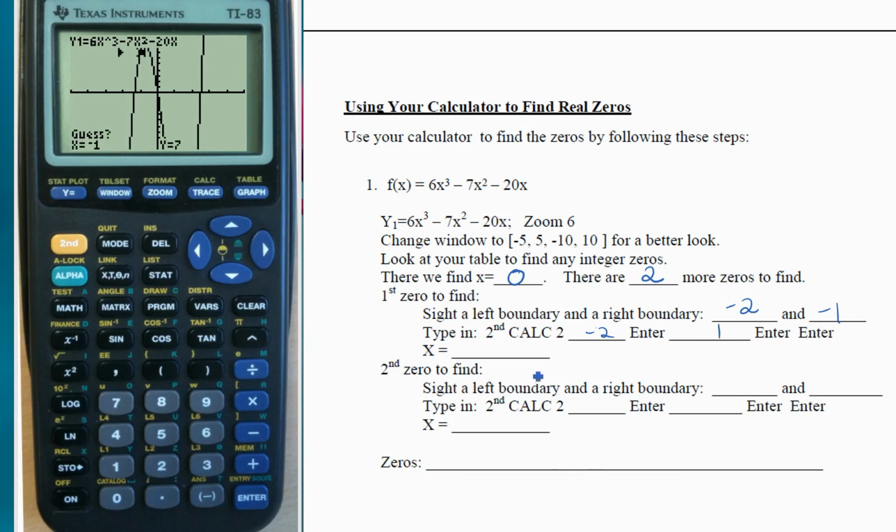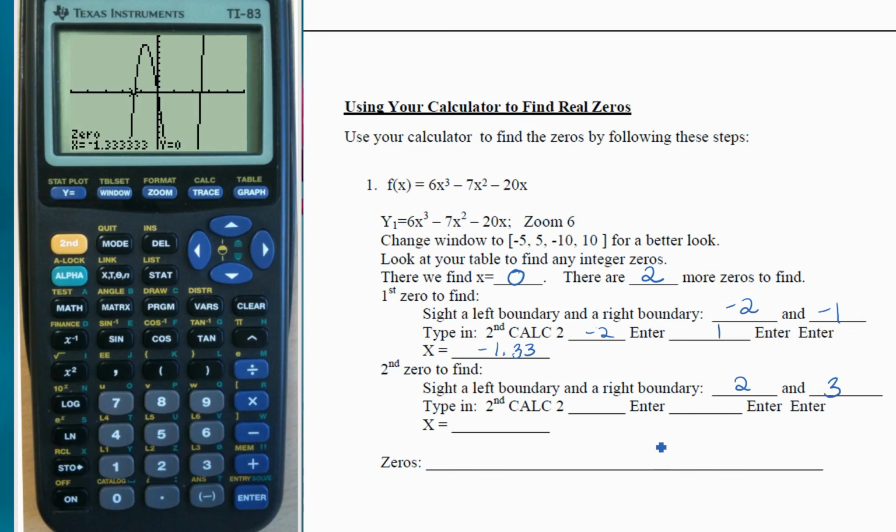Okay, it asks for a guess, but we can just hit enter, and it will give us that this first 0 is at -1.33 if we round to 2 decimal places. Now, let's look at this one. This one, it looks like the left bound we could use 2, and the right bound we could use 3.